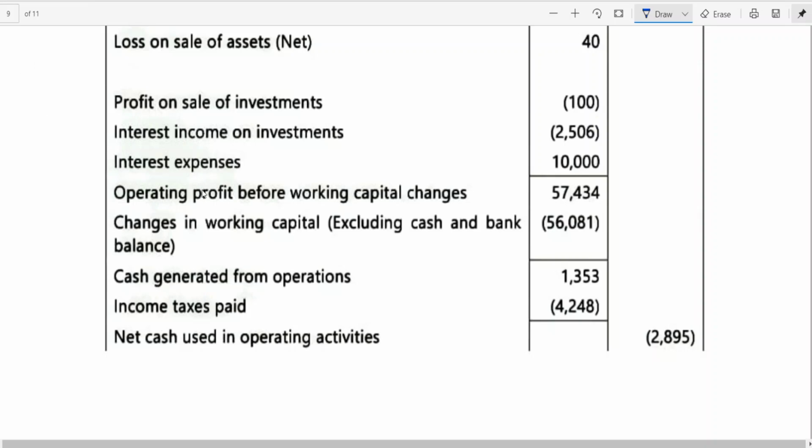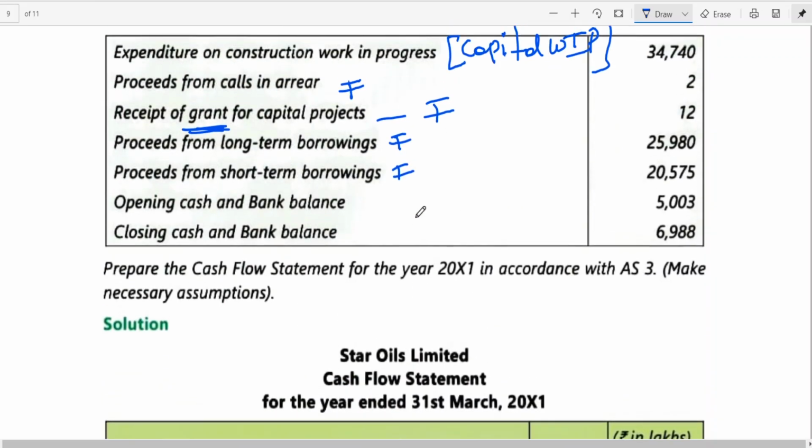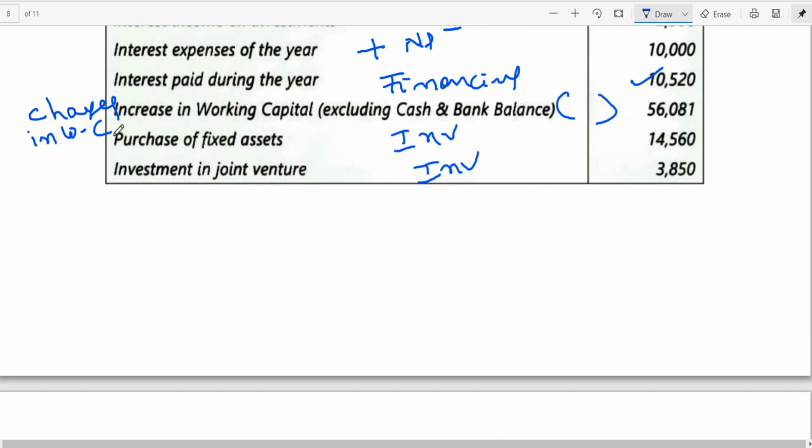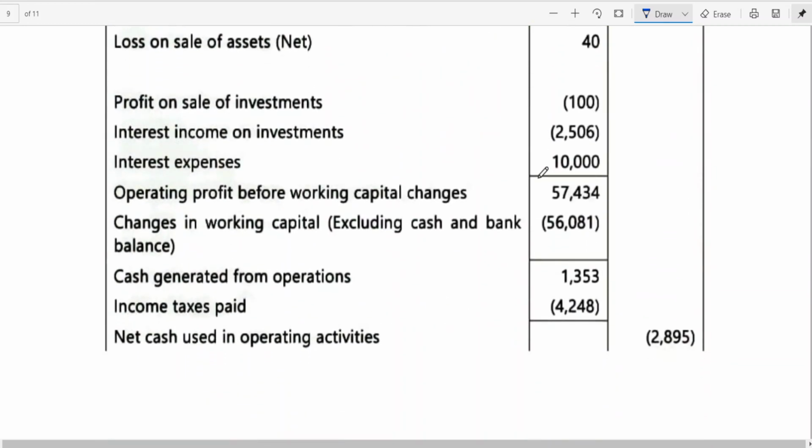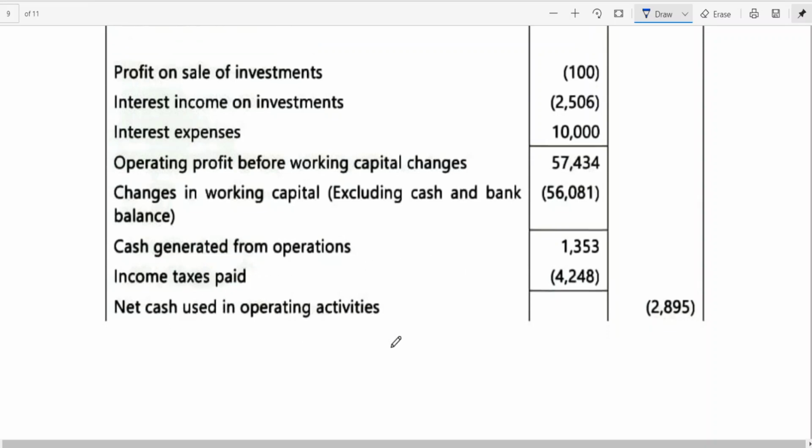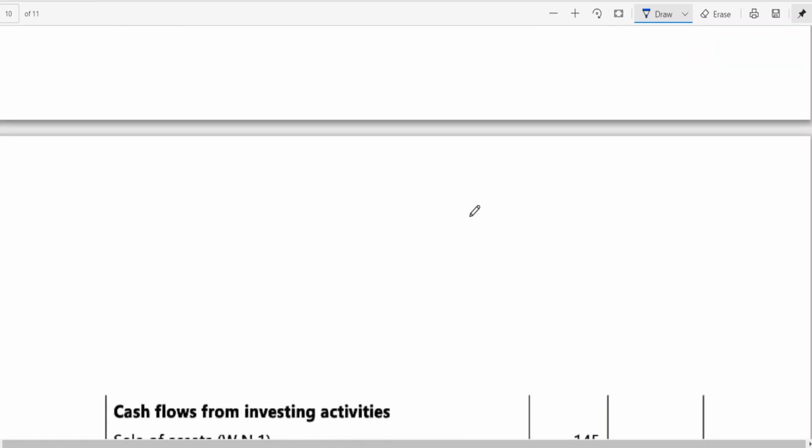If I put decrease in working capital, then it is to be added. Since he says that in the problem, very important point, very rarely you come across, increase in working capital, subtract. If there is decrease in working capital, it is to be added. Please remember that. Okay. Then cash generated from operations. From that, income tax paid. For the first time we are getting net cash used. We used to get net cash generated, not net cash used in operating activities, negative.